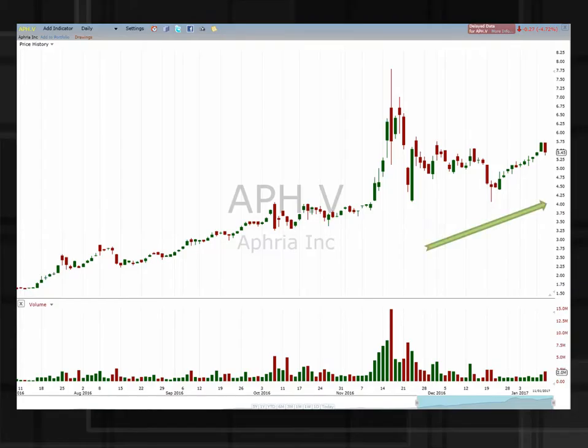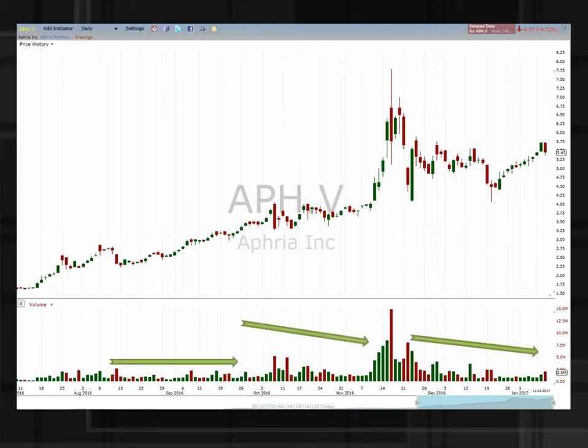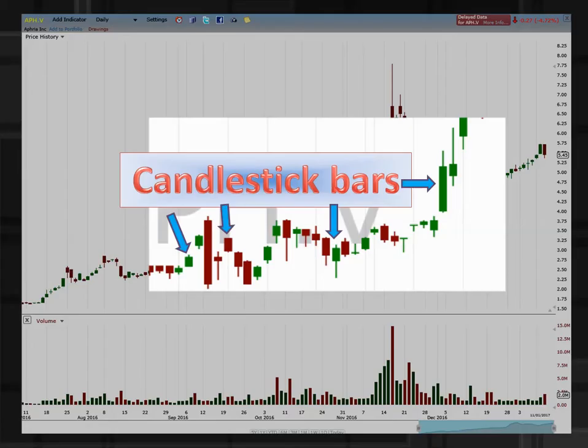On this column, we have the price range, and on this row, we have the trade volume, which is the number of shares that are traded. I like to know the price range that a stock trades in a given period of time, so I use candlestick bars to get better visuals on the price range. It takes practice getting used to reading candles, but after a while, it becomes second nature.